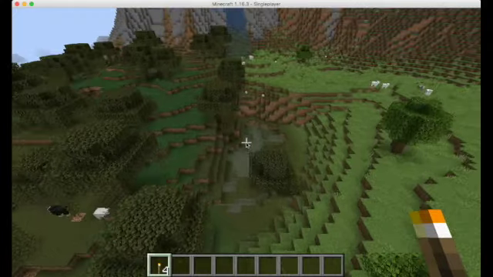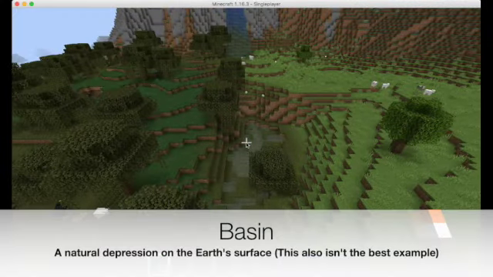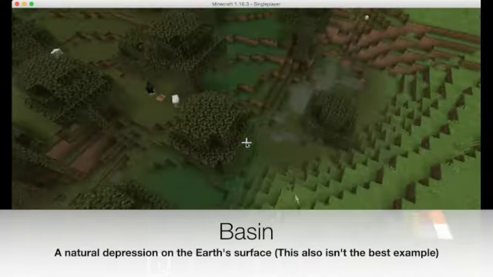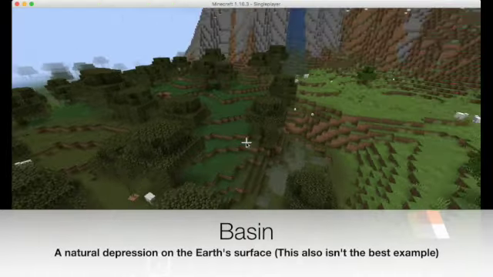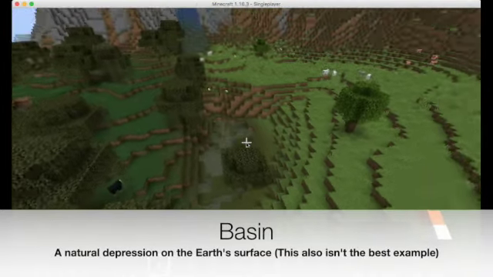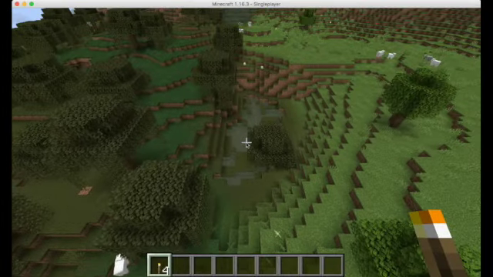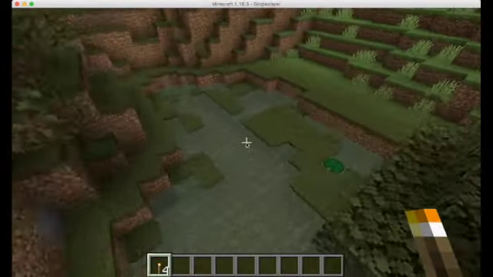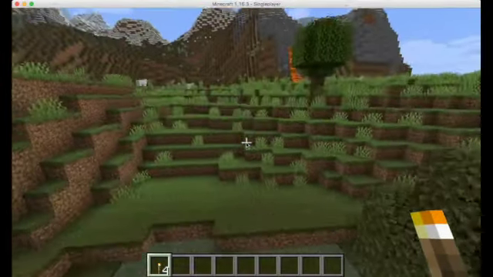We see this called a basin, and a basin is a natural depression on the Earth's surface. So you can tell it's surrounded by higher areas of land on all of its sides, which isn't always the case, but as long as it's on about two of the sides, it can be considered a basin. So this right here is a basin. It does not have to have water in it like this does, but it can. There's a cute little lily pad.